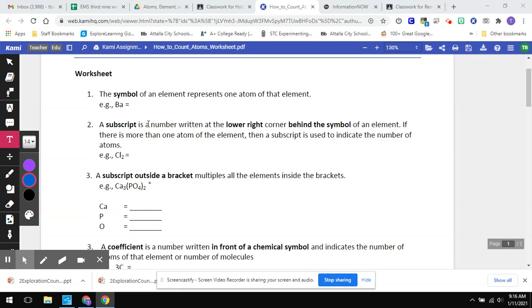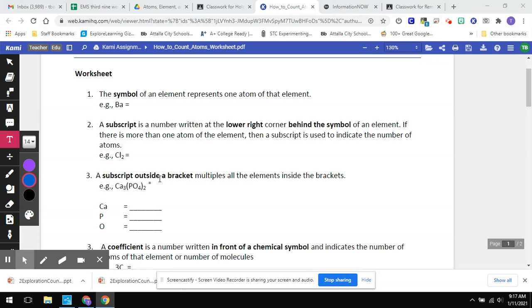So a subscript is a number at the lower right corner behind the symbol of an element. If there is more than one atom of the element, then the subscript is used to indicate the number of atoms. So for this one right here, you have chlorine, and it has a subscript of 2. That is going to tell you how many chlorine atoms there would be in a compound. If there is no subscript, it's always an understood 1, because in order for it to be present in that compound, there has to be one of them.